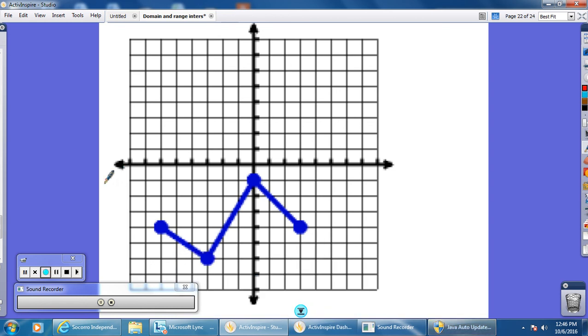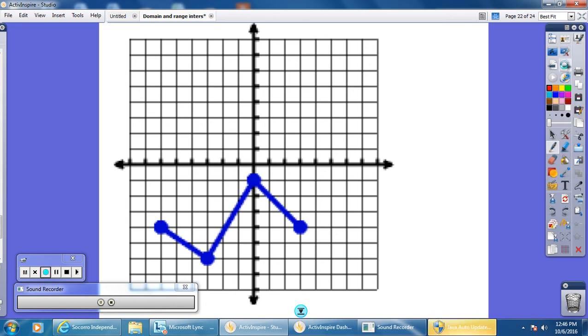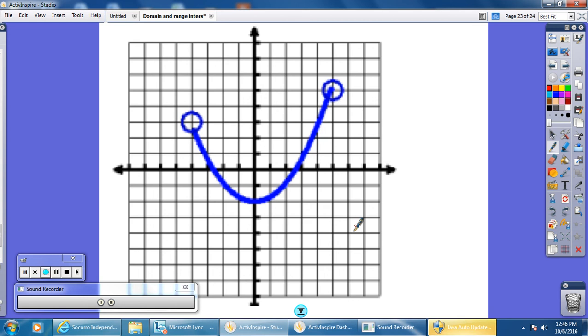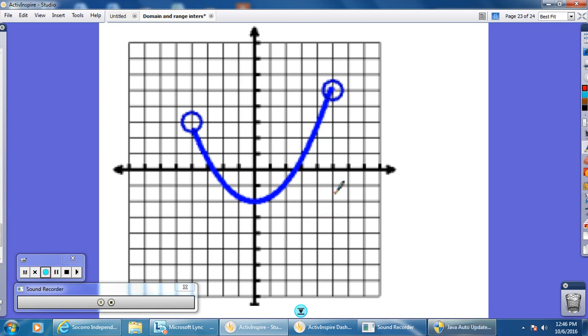So again, you're going to tell me domain is between this number and this number, inclusive. The range is between this number and this number, inclusive. Not hard. I just gave you the answer. Ooh. Same thing, guys. It's a happy face, right?